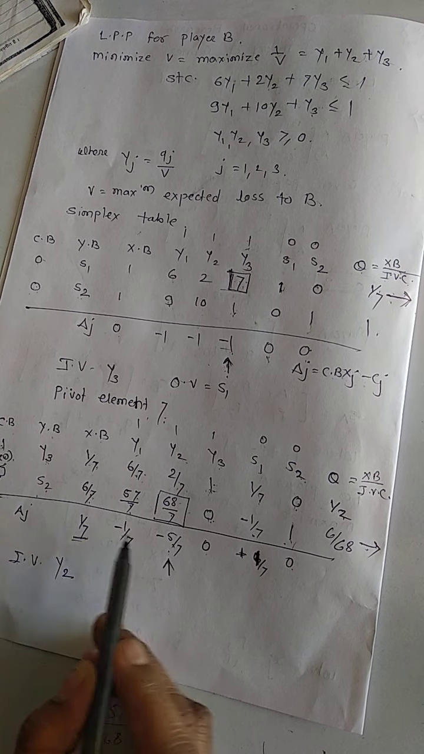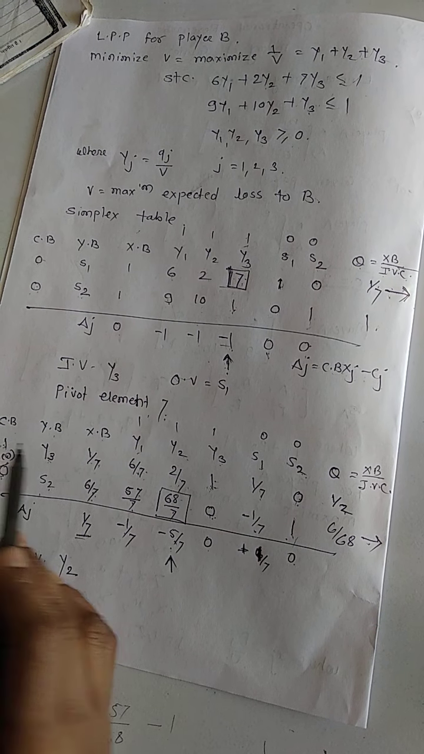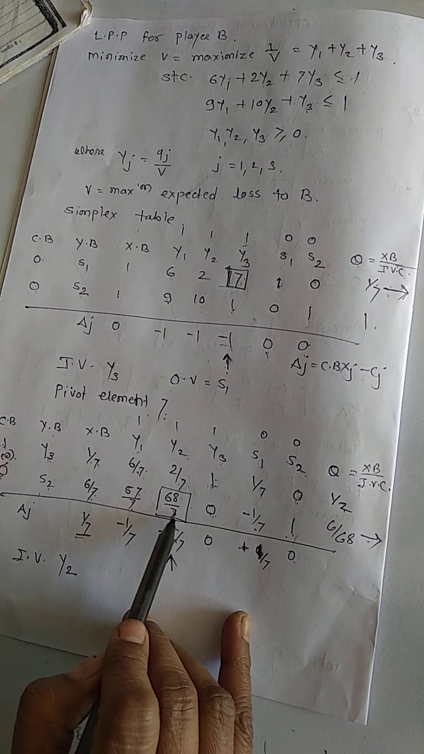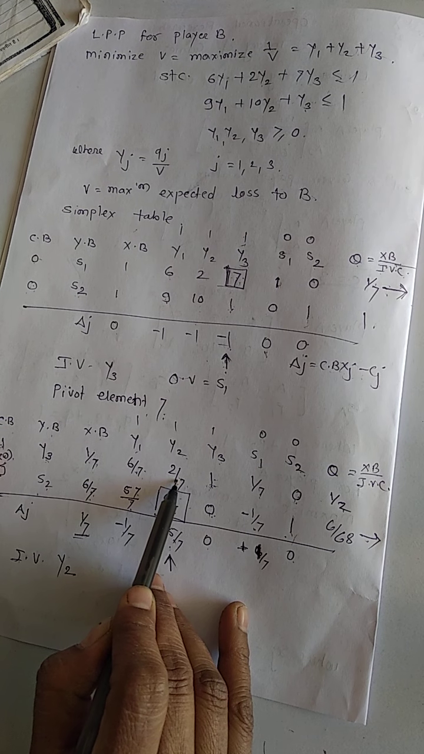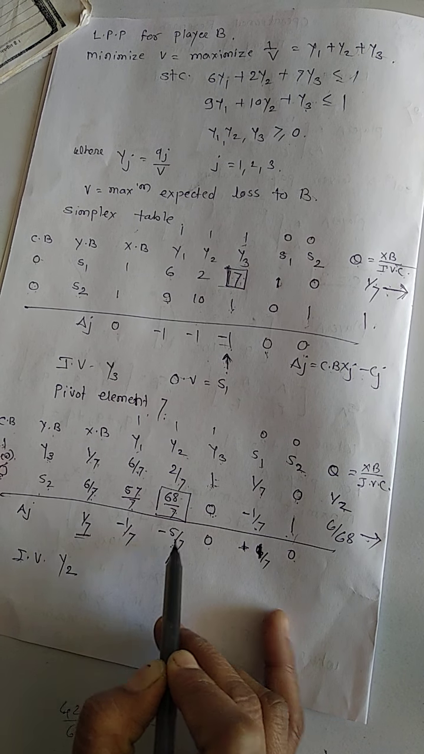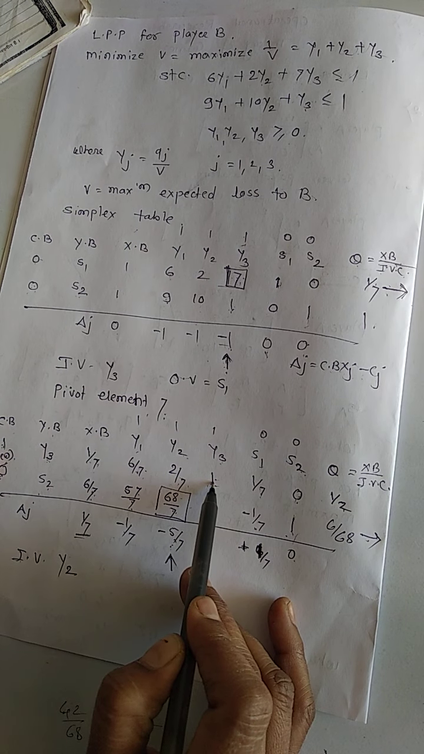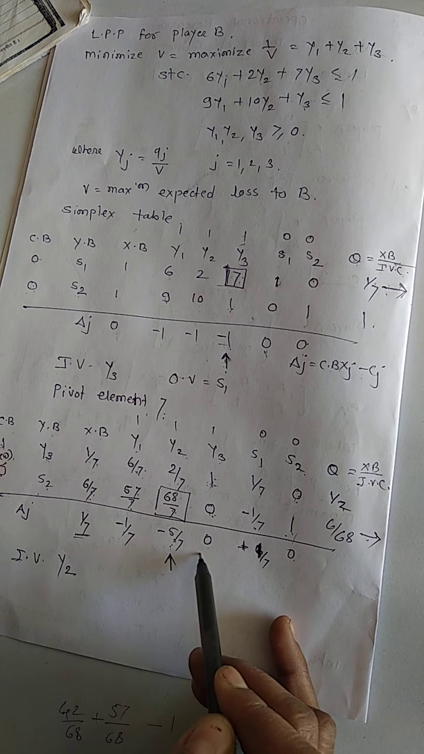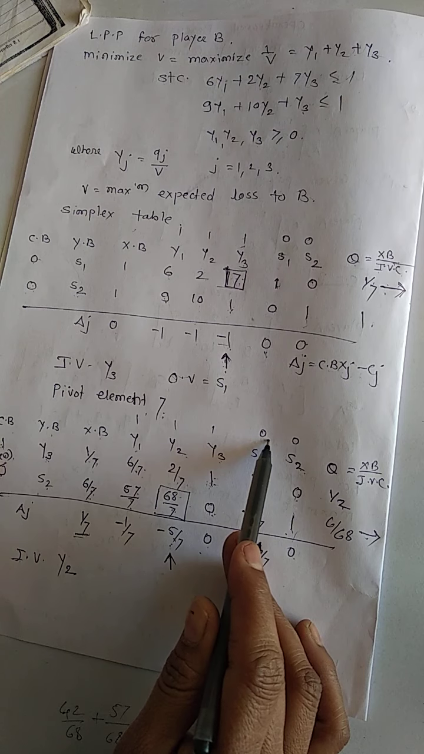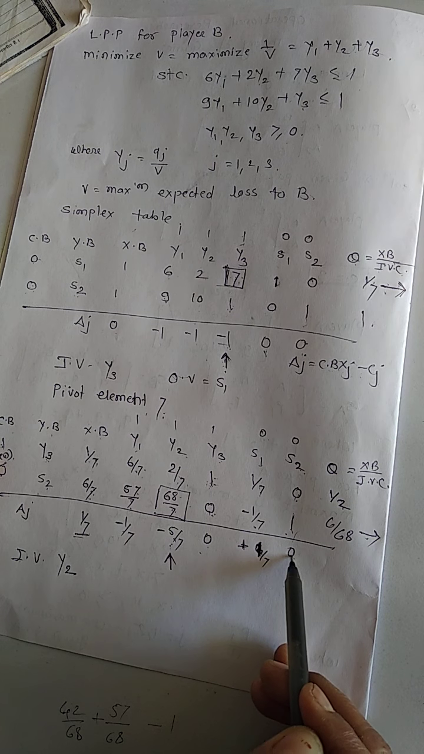1 minus 1 by 7. And again 1 into 2 by 7 is 2 by 7. 0 multiplied by 0, 2 by 7 minus 1, that is minus 5 by 7. Here 1 into 1, 1, 0, 1 minus 1, 0. Again here 1 by 7 and minus 0. Here 1 by 7, 0.